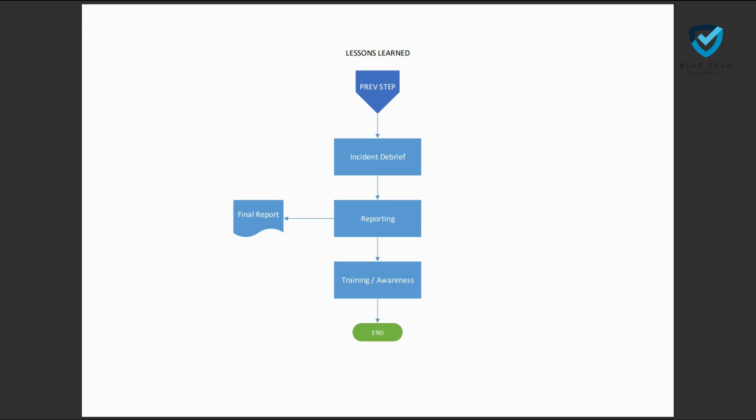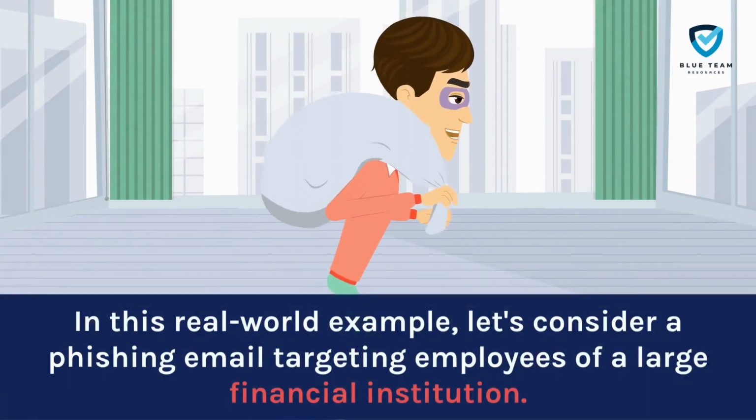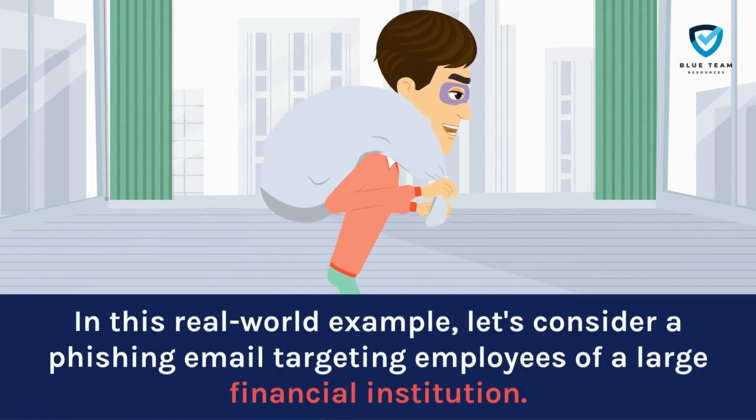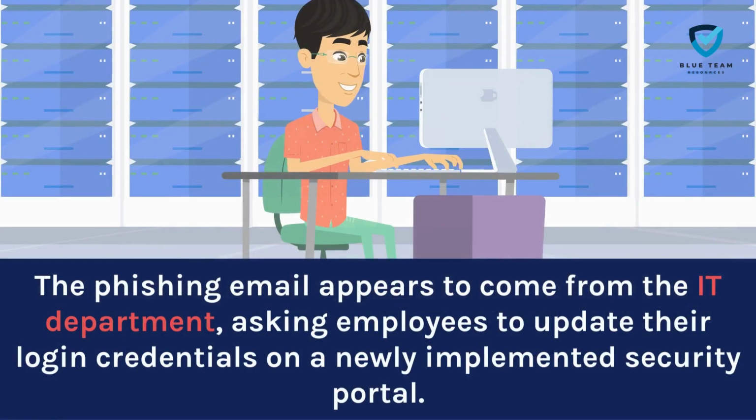Now, let's see how all these phases come to life in a real-world example. Let's delve into a practical application of a phishing incident response playbook. In this real-world example, let's consider a phishing email targeting employees of a large financial institution. The phishing email appears to come from their department, asking employees to update their login credentials on a newly implemented security portal. Step 1. Examine the email header.